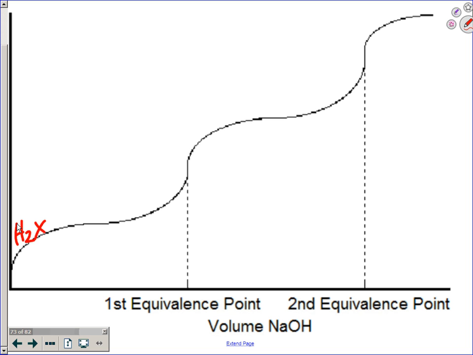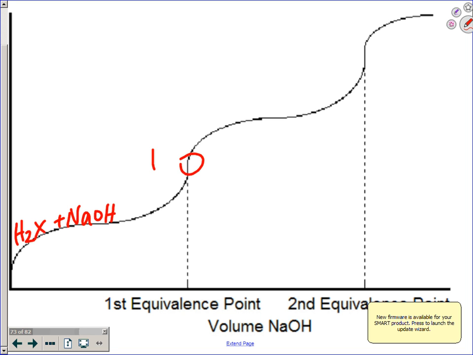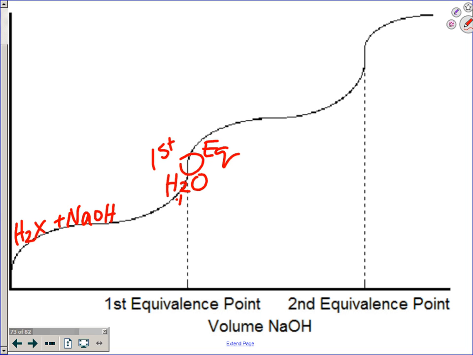As you continue to react, you're adding sodium hydroxide. And at your first equivalence point, all of the H2X has reacted, and all the sodium hydroxide that has been added has been consumed. The only thing left are the products of this first reaction, which should be what and what? Double replacement, come on: water and sodium.